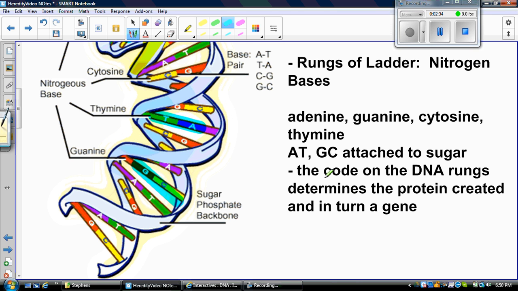The code on the DNA rungs determines the proteins that are created, and in turn creates a gene. So this order of your nitrogen bases, the G, A, C, A, G, is the code that will determine what trait you have that's on a gene.